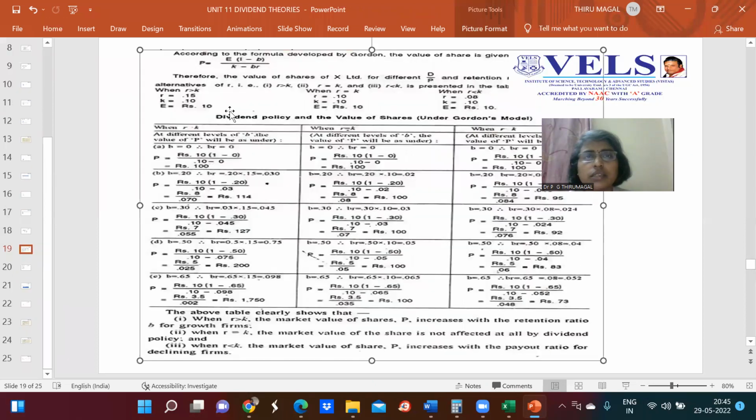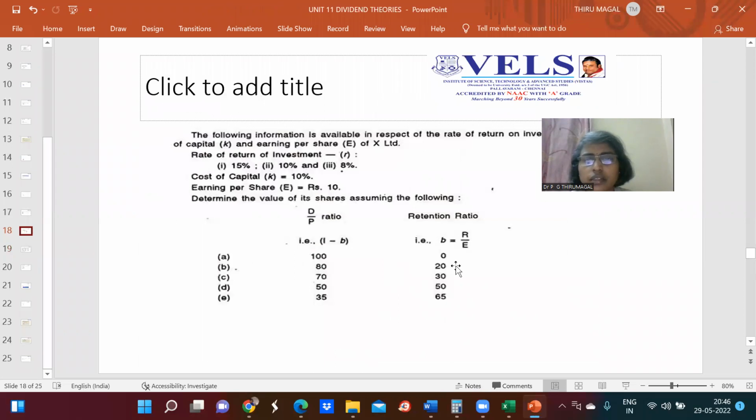So now, if you see this particular problem, or the answers for this one, we can check here. What is given is we'll calculate under three different R values. When R is 15% and K remains the same, 10%. EPS is also the same, 10 rupees. Then the second condition is R equal to K. That is 0.10 and K also 0.10 and EPS is 10. Third one is R value is 0.08, that is the declining form, R less than K. Then K value is 0.10 and EPS is 10. So this is what they have applied in this formula, and you can see here when B is 0. So this is the condition they have used here, the first condition.